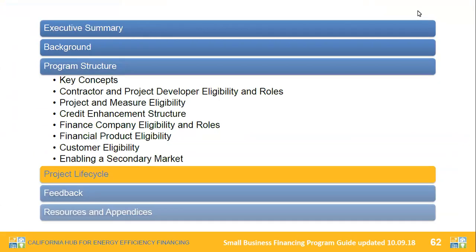Okay, so I'm going to turn it back to Jonathan, and we're nearing the end here, but we're going to now talk about the project life cycle, and then after we go through that, we will get to the energy savings measures and your specific comments on those.